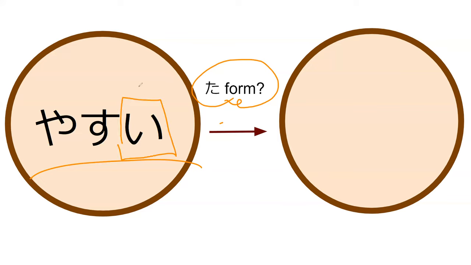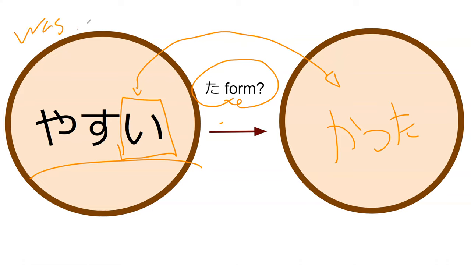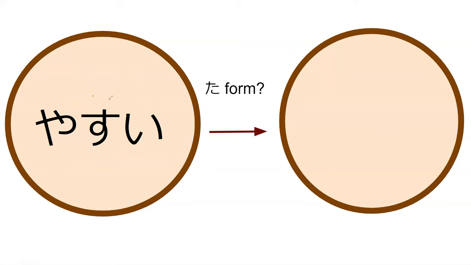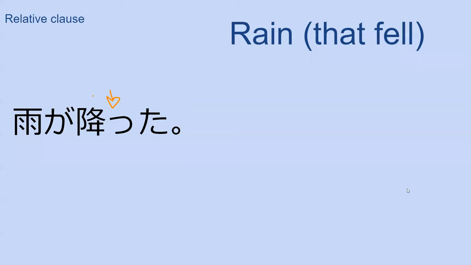We turn the i that something ends in into katta, so past tense becomes katta. Yep, katta. So yes, katta would be "it was easy." Just so you know, rather than saying yasukatta, the su tends to be slurred. Yeah, yasukatta. So earlier we talked about relative clauses.